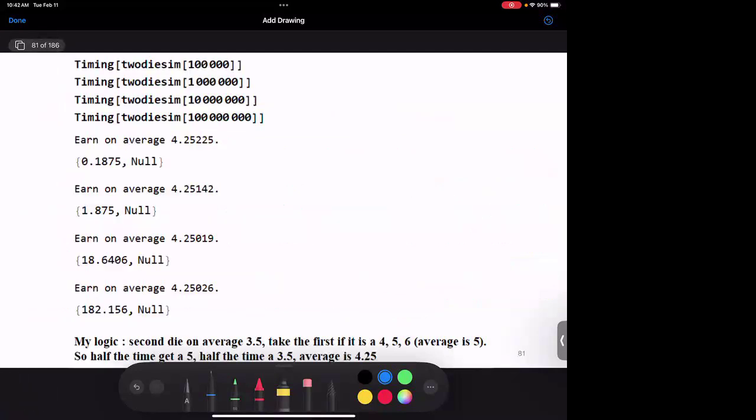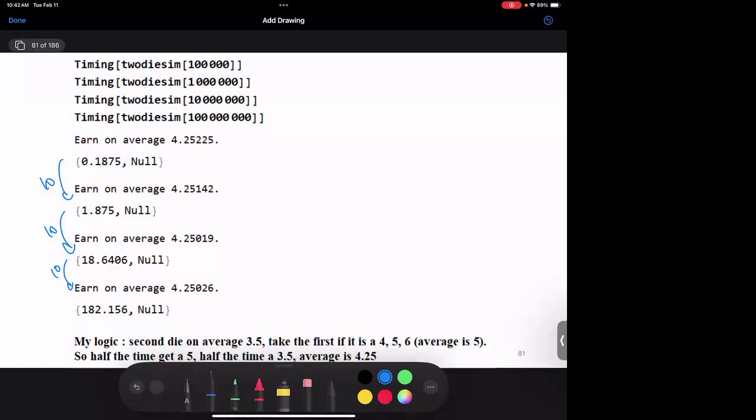And so looking at this, I'm learning on average 4.25225, 4.25142, 4.25001. It's looking like 4.25. It's looking a lot like 4.25. And so as a nice exercise, try to prove that it is 4.25. With simple code like this, I'm able to do 1 billion times in 182 seconds. And again, you can see very much the factor of 10 growth in runtime, which is what you would expect for a nice simple problem like this as I do more iterations.